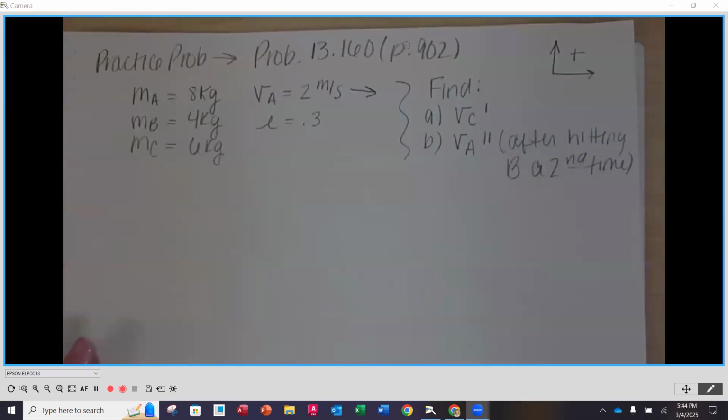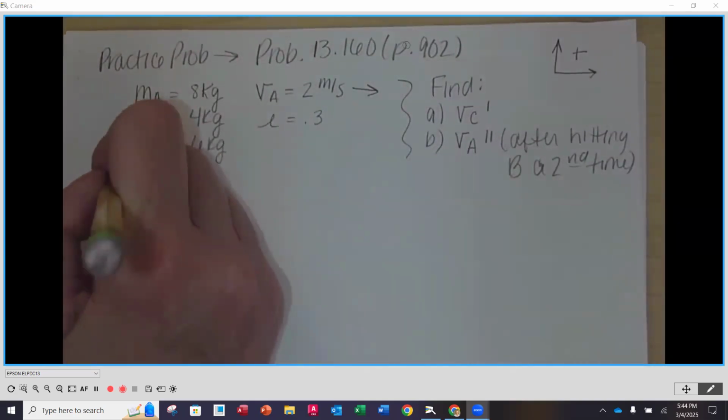Now, what we're going to use here is the conservation of linear momentum. That's going to be our approach.